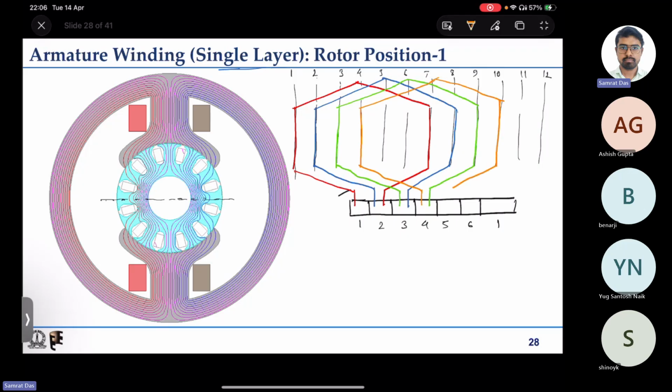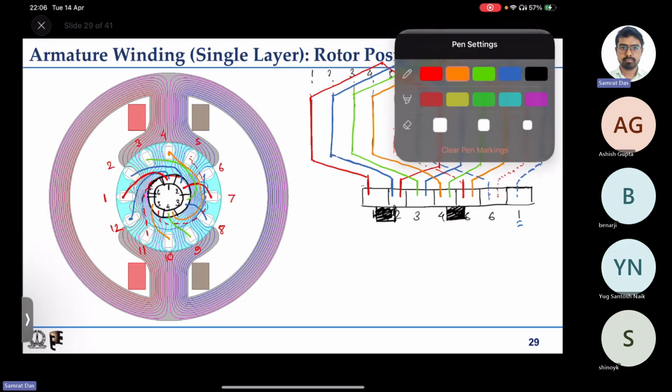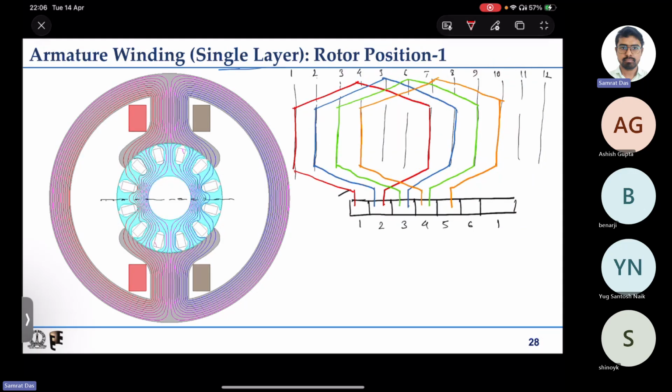The next one, start from commutator 4, go to slot 4, come back like this from slot number 10, get shorted at commutator 5, then start from 5, go to 5th slot, come back from 11th slot and short it to 6. Then the next one, start from 6, go to 6th slot, come back from 12th one, come back and get shorted to 1. Back to that one.